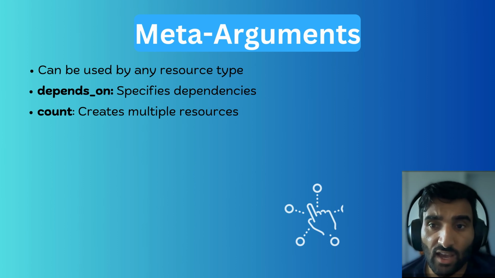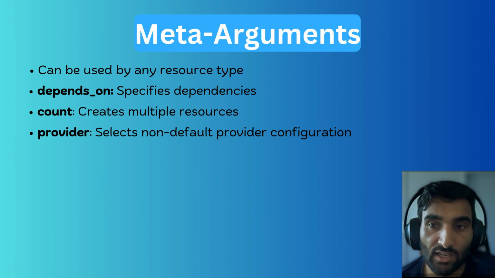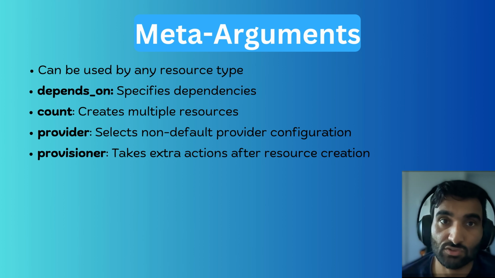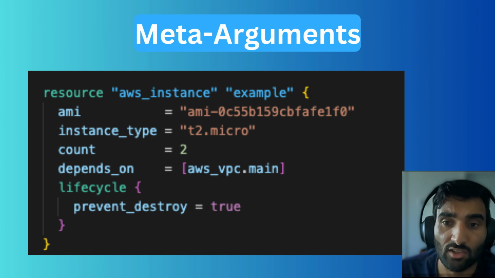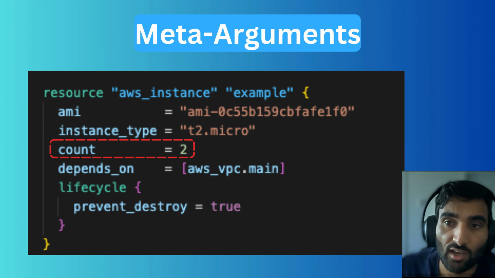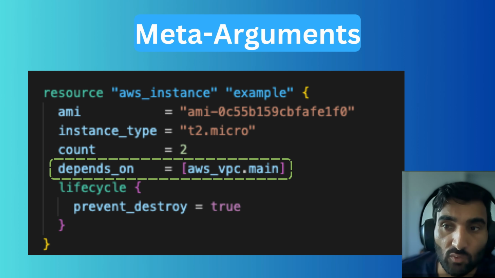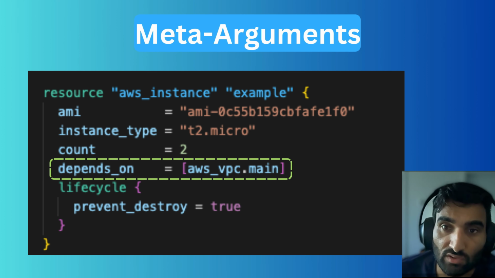Count essentially allows you to create multiple instances of a resource. Provider is something that you would use if you want to specify a non-default provider. Provisioner is something that allows you to take additional actions after the resource has been created. In an example of using some of the meta arguments in this block, we're using count, which is going to create two instances for us. And then we have the depends_on meta argument, which is going to ensure that the VPC, which is named main in our configuration, gets created before this EC2 instance is created.